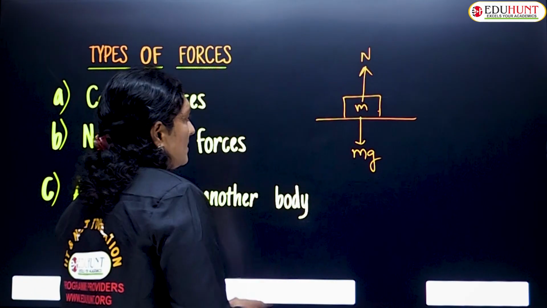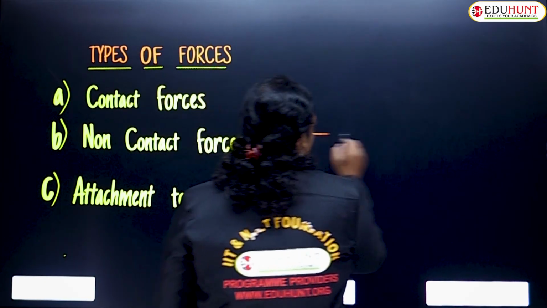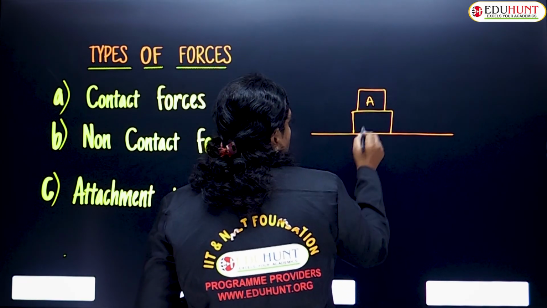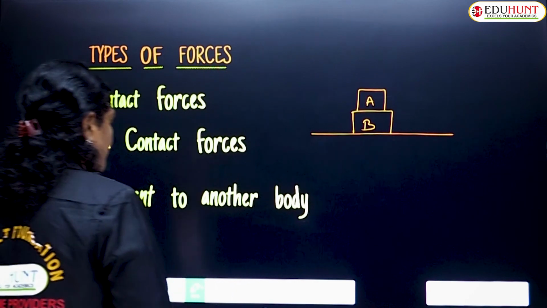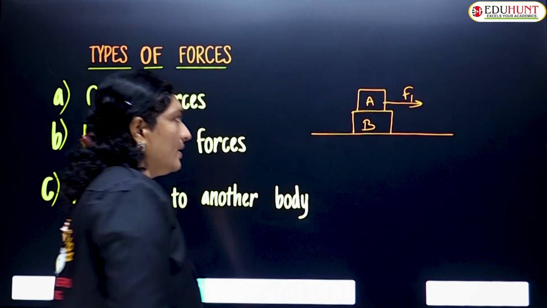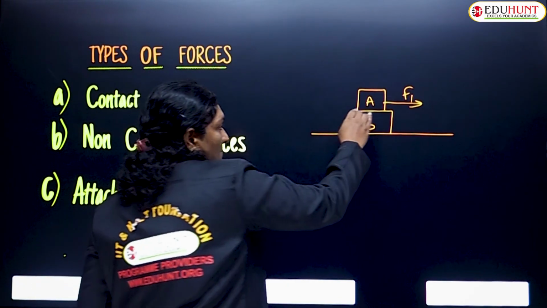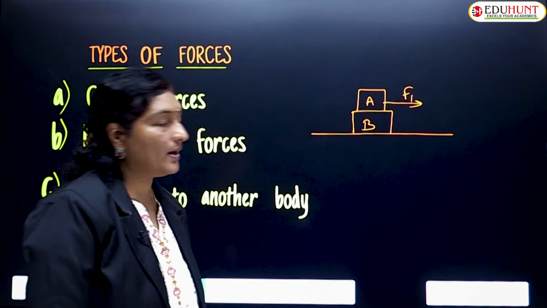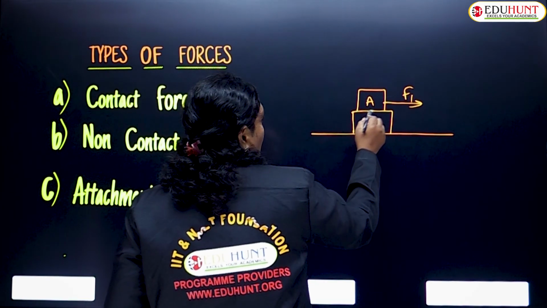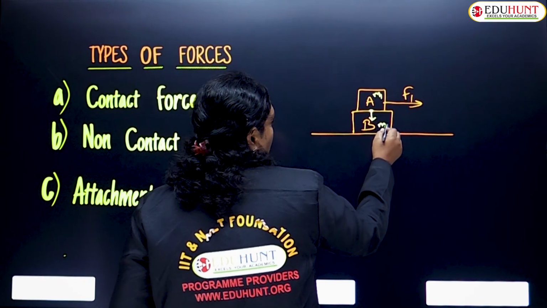Suppose instead of a single body, you consider two different bodies. Let us name them A and B. If some force is applied on the first body, then as the two bodies are kept in contact, some frictional force comes into play. Apart from this, the weight of body A is acting downwards. Suppose the mass of the first body is m1 and the second body is m2.